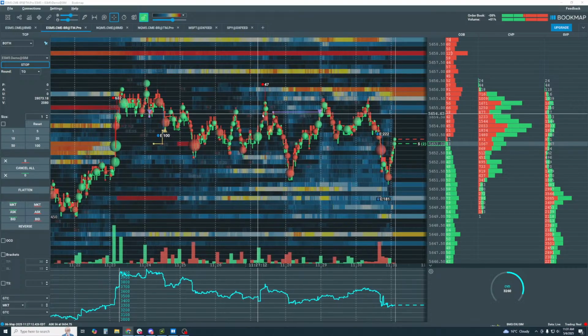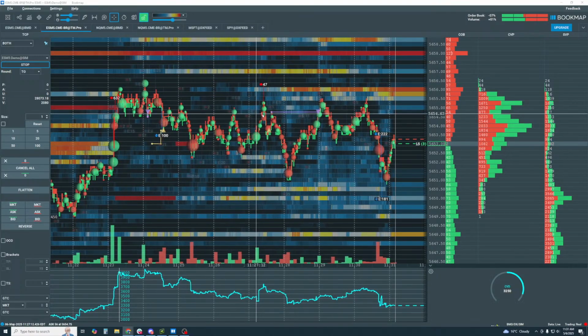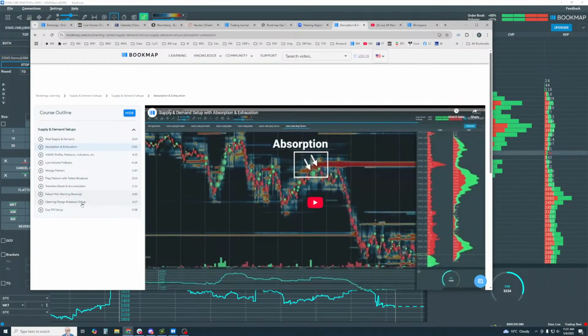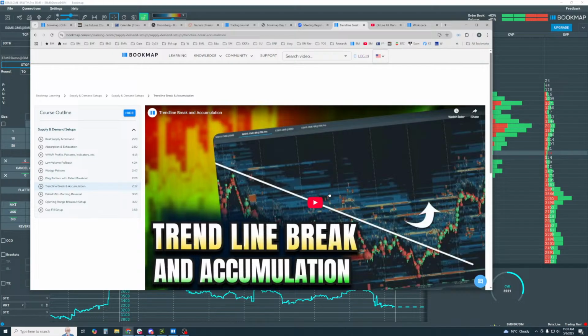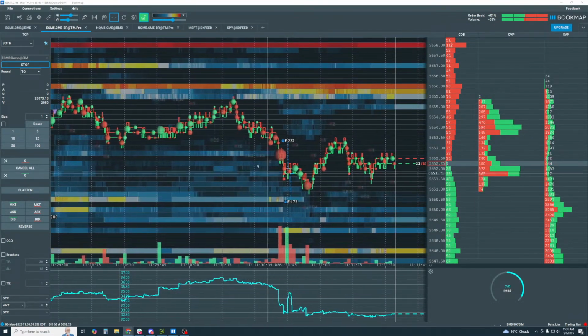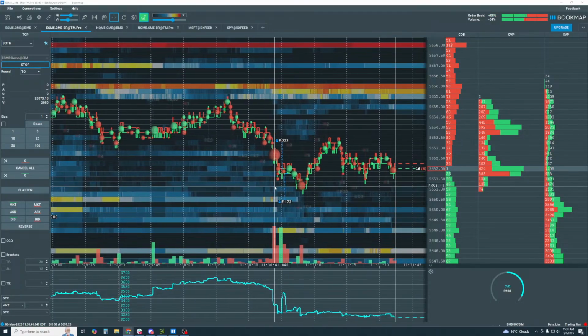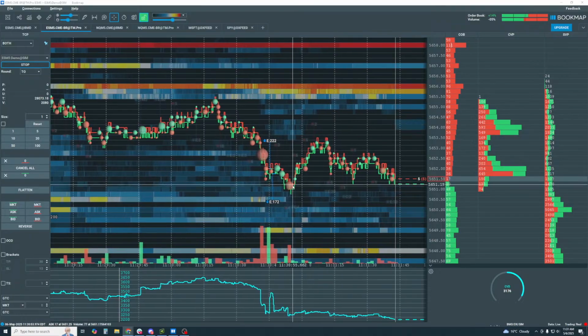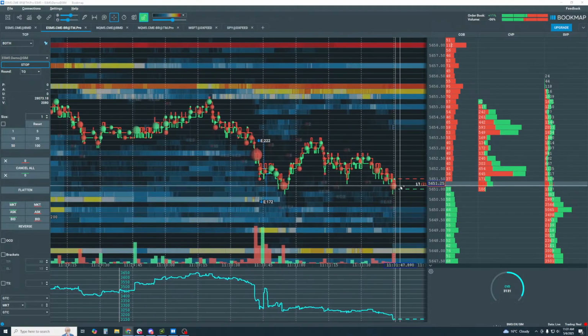Already we've seen nuances from Vinny and Laura. So for this one here, the trendline break and accumulation, I might call it passive accumulation and aggressive accumulation, meaning that we're looking for accumulation on the downside with the bids, the limit buy orders, the passive orders, and then we're looking for a switch from passive to aggressive buyers.